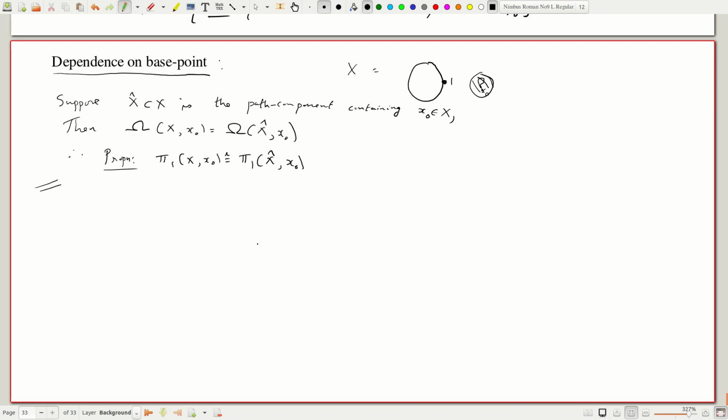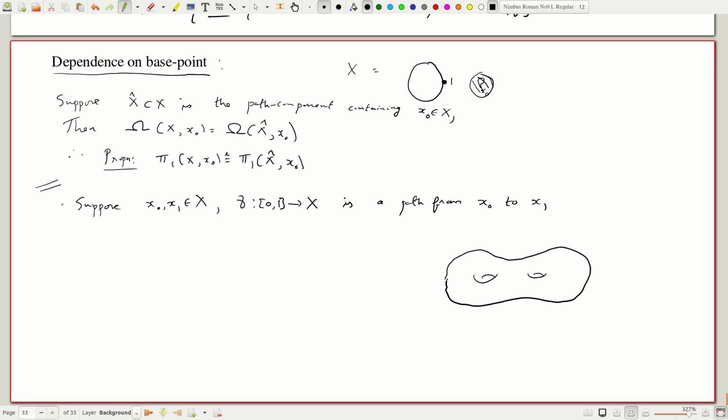But the main case is, suppose X is now path connected. Or more generally, suppose we have x0, x1 belonging to X, and there is a path from x0 to x1. Let's say gamma from [0,1] to X is a path from x0 to x1. So let's have a picture here. I have this point, I have this point, and I have a path joining these two. Then actually it's quite easy to relate the fundamental groups.